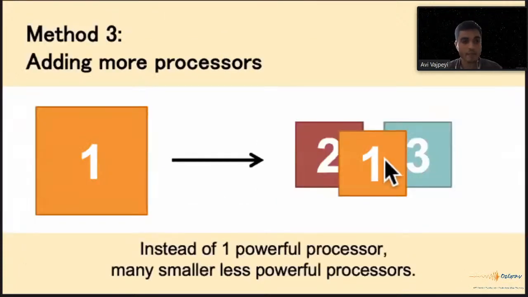Finally, we have a method of adding more processors. So initially, we just had one processor, but instead of just one, if we just add a few more processors, we'd be able to do much more work, right? But there is a small caveat to this, and it's that these processors might need to be a little less powerful than the original big one, right?